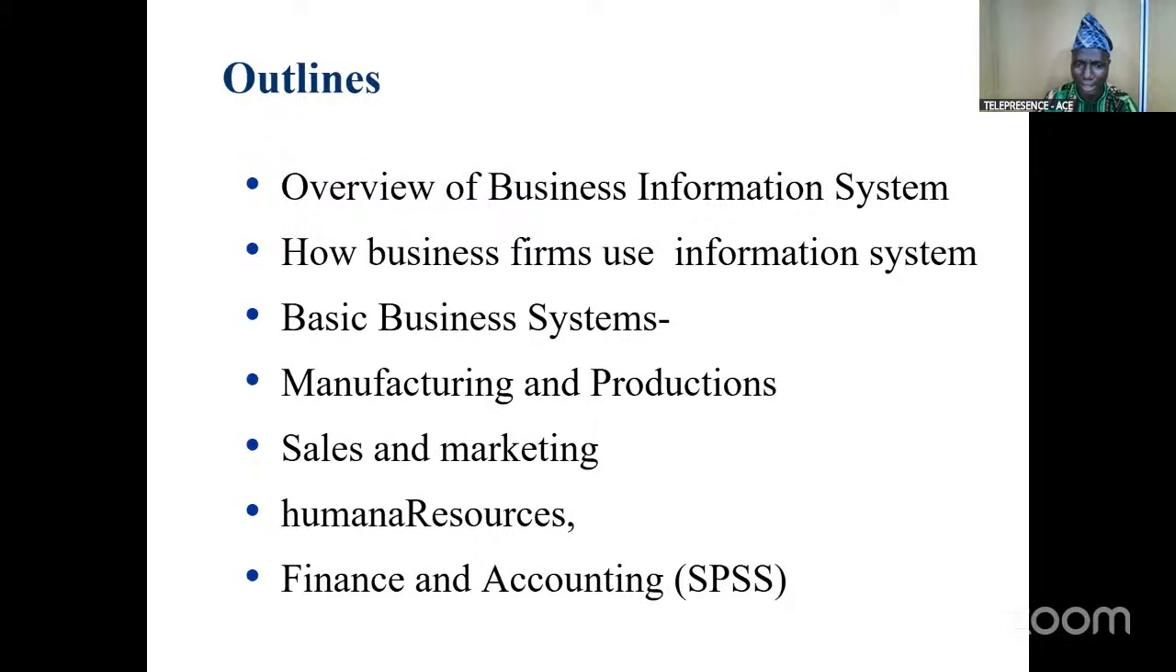We're going to look at the definition of business information system, how business firms use information system. We are going to consider basic business system: manufacturing and productions, sales and marketing, human resources, finance and accounting.